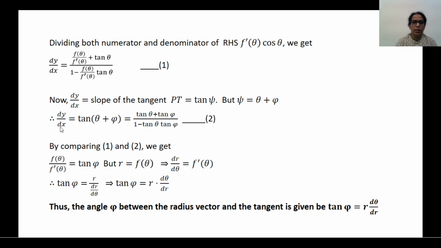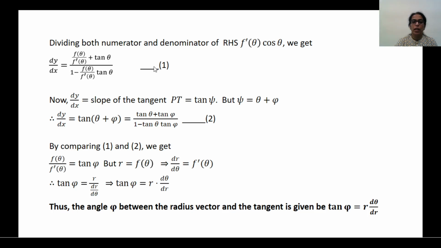So dy by dx is nothing but the slope of the tangent, which is nothing but tan psi. Psi is replaced by theta plus phi. We have dy by dx equal to tan of theta plus phi. Now use the formula of tan of a plus b. It's tan a plus tan b divided by 1 minus tan a into tan b. So instead of a and b, we have theta and phi. Call this equation 2.